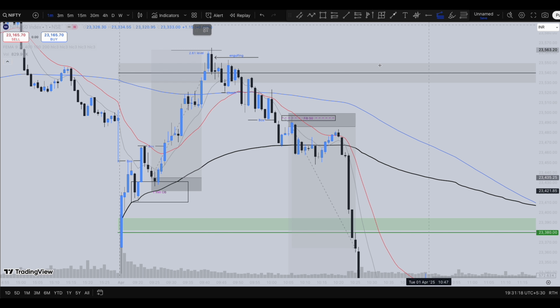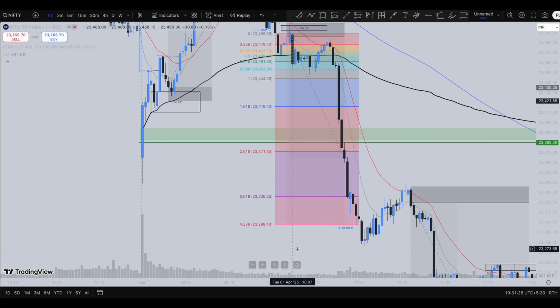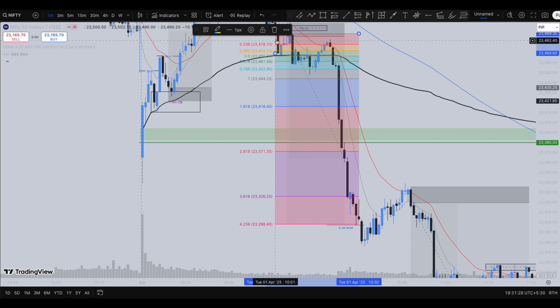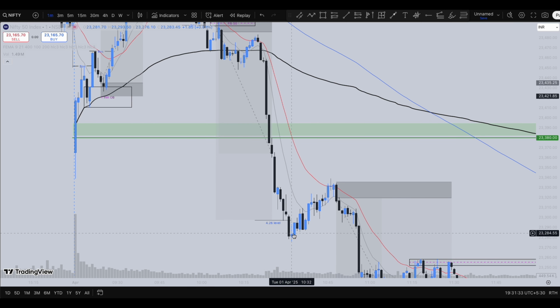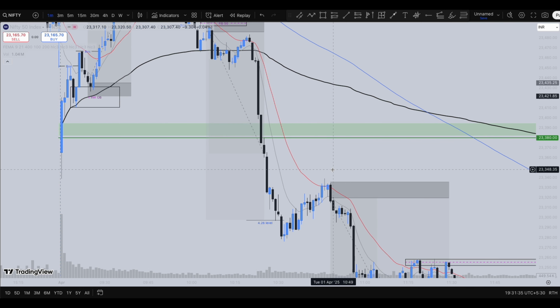And in case you try to plot the fib extension levels, the common point between this to the common point between this to the common point between this, you could have targeted all the way to the 4.26 level. This is where you could have easily targeted. And after this kind of target, you could have expected some kind of reversal.